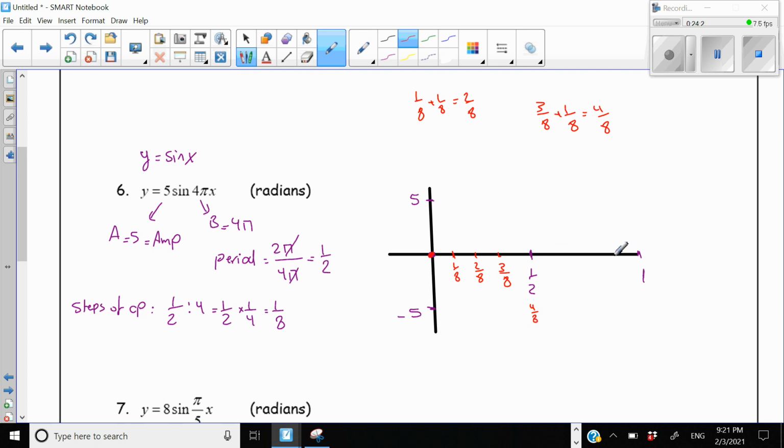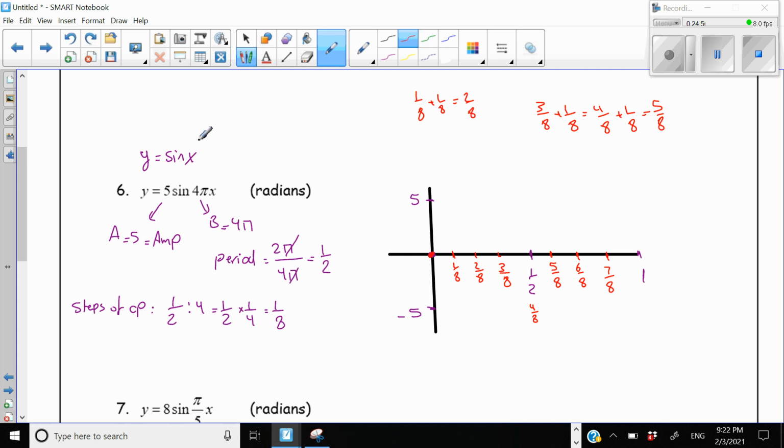Now to find the next critical points, you're going to add 1/8 to this. So just to make it easier for myself, instead of 1 over 2, I use 4 over 8 and add 1/8 to that. So it's 5 over 8. Another 1/8 to that is 6 over 8. Another one, 7 over 8. And another one will be 8 over 8, which is just 1. Okay, so I found my critical points.